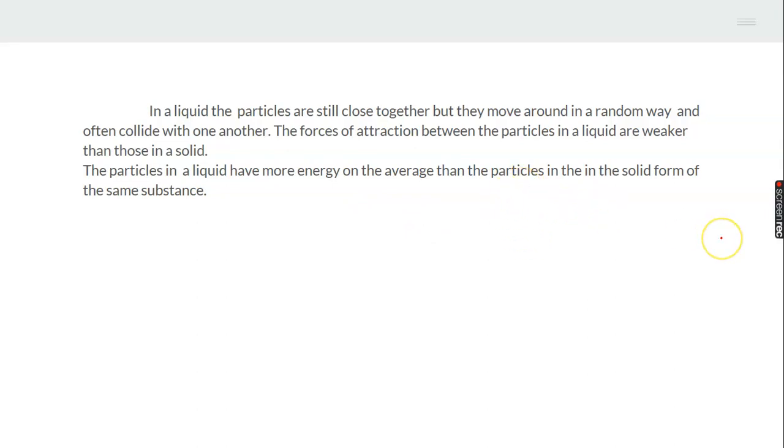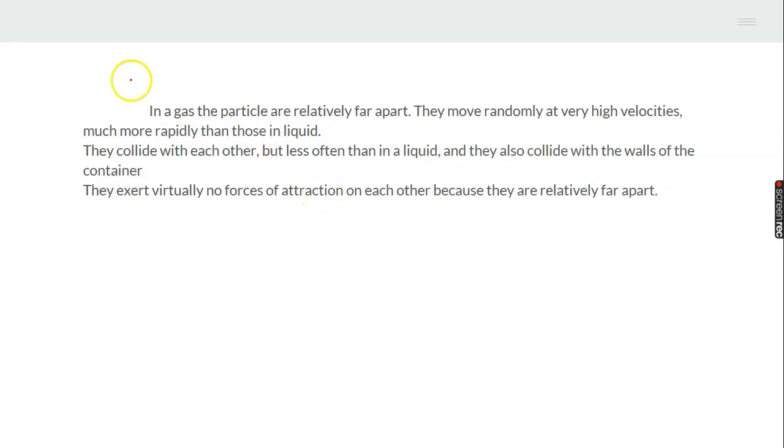Unlike solids that are just there, together into each other, they can't move and all that. In a gas, the particles are relatively far apart. They move randomly at very high velocity, much more rapidly than those in liquid. It's like we are ascending from solid. Solids are closely packed. Liquid is close packed, but not as packed as in solid. But here, they are not together at all. They are relatively far apart.